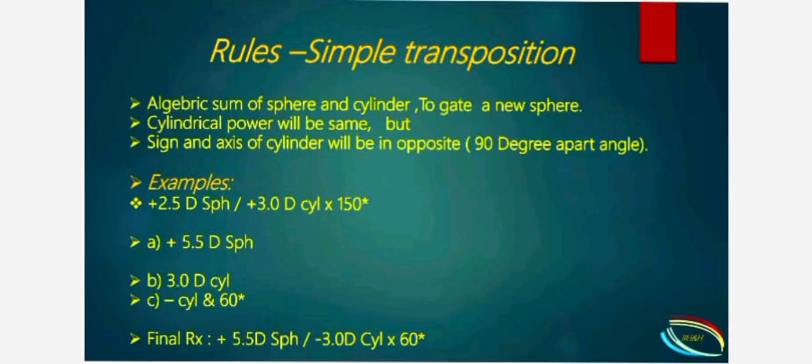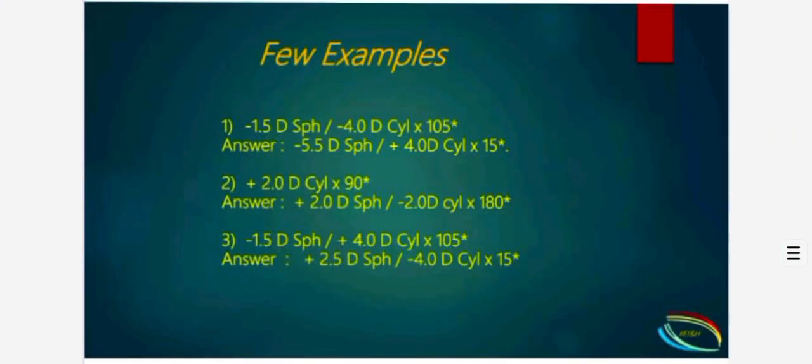First step, add sphere and cylinder. If we add plus 2.50 and 3, we get a plus 5.5 diopter sphere. Next, change the sign of the cylinder, from plus 3 cylinder to minus 3 cylinder at 150 degrees. The opposite axis is 60 degrees. For the final prescription we get plus 5.5 diopter sphere minus 3 cylinder at 60 degrees. A few examples are given below.